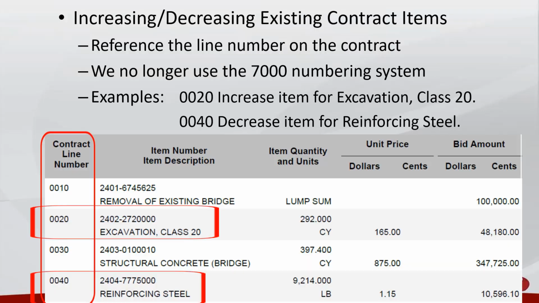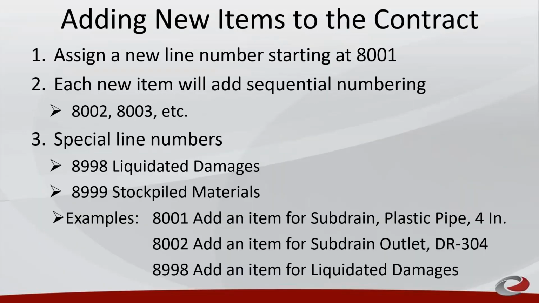We no longer use the 7,000 numbering system for existing items. Simply use the contract line number. When a new item is added, we still use the 8,000 numbering, starting at 8,001. Each new item will have sequential numbering. Special line numbers are 8998, liquidated damages, and 8999, stockpiled material.